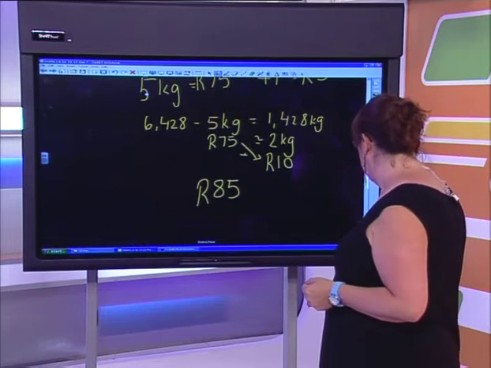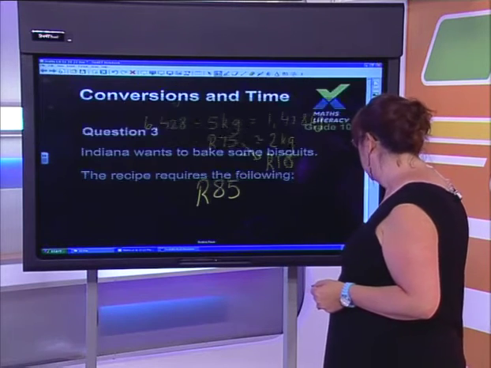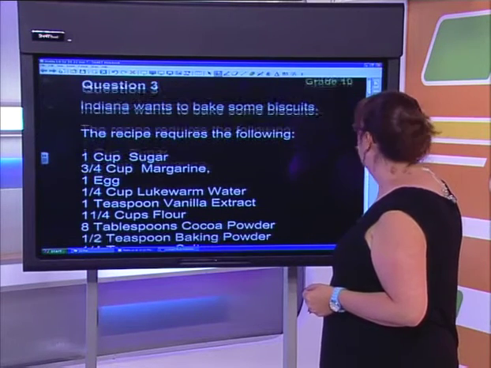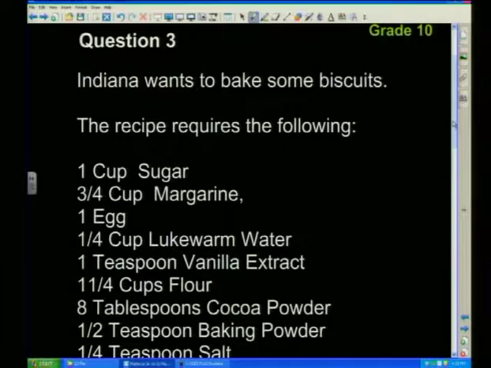Okay, let's go to the next part of the question, or the next question. What's happened? Right, question 3. Indiana, this is for you, because Indy, we miss you.